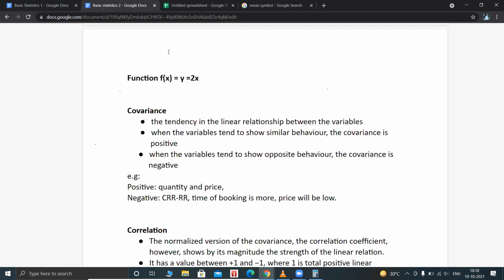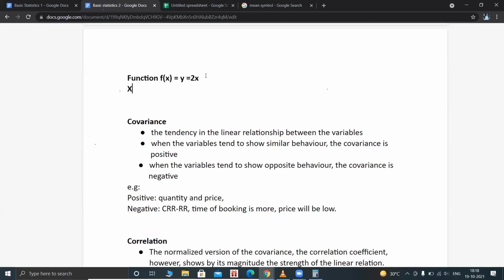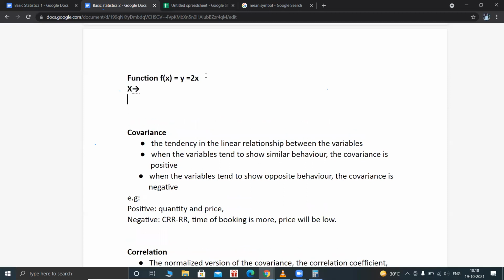So the function is also called f of x. F of x is nothing but we are finding y. With the help of this x, I'm finding y. What is the function here, guys? It was 2x, right? So let me take x values and y values. Let me take x values as 1, 2, 3, 4, 5, 6. What will be my y values, guys?